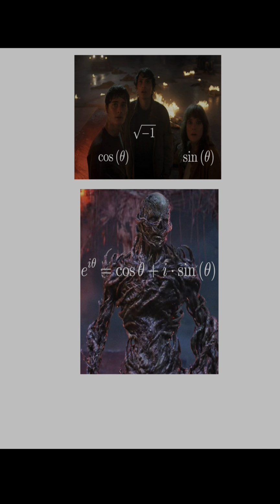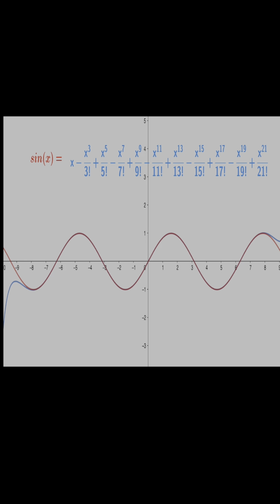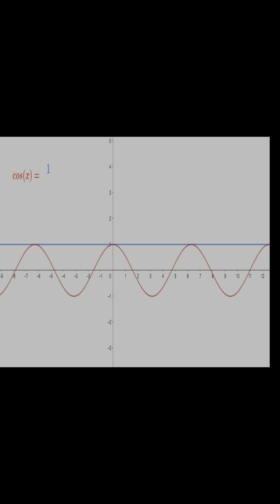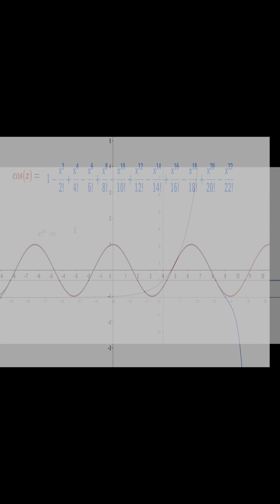Let's get into this. All right, before we can show you what that thing on Vecna's chest means, you got to look at these animations for sine and cosine and e to the x. You can write sine, cosine, and e to the x as these cool infinite sums. And if you're in Calculus 2 or AP Calculus BC, you'll see what I mean. So pause the video and make sure that you look at those series, those infinite sums.